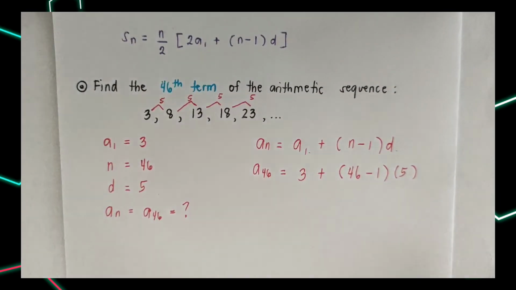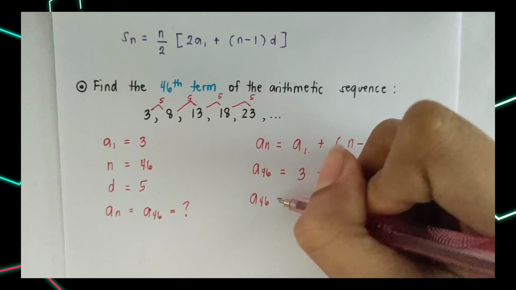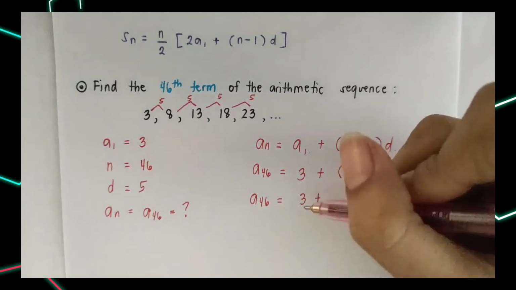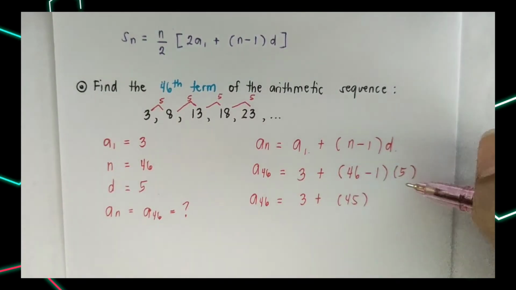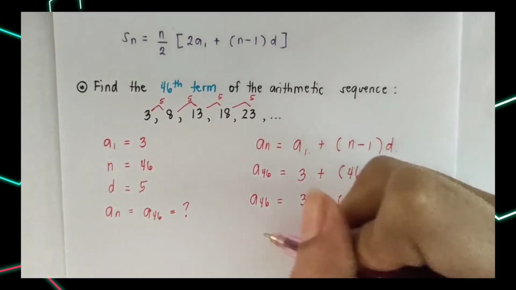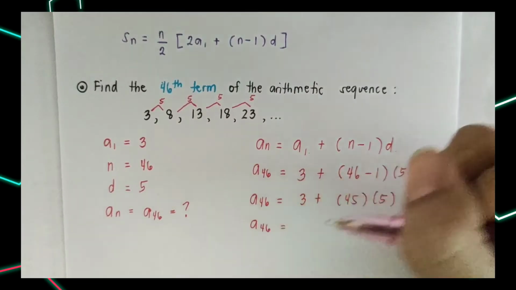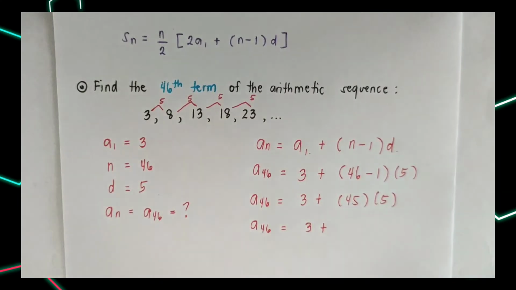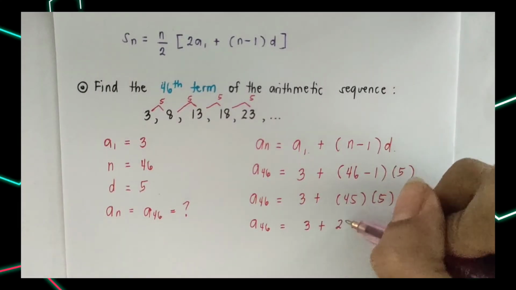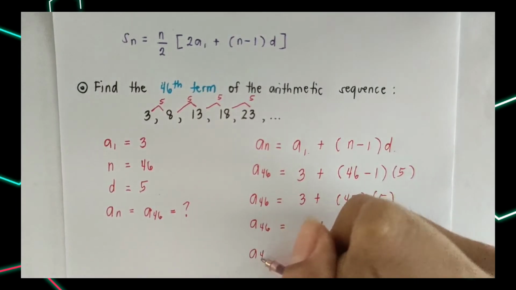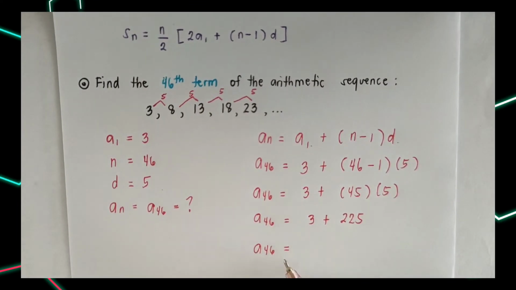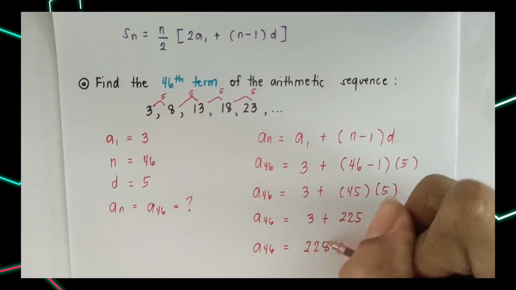Okay, let us now simplify. A46 is equal to 3 plus 46 minus 1 is 45, times 5. A sub 46 is equal to 3 plus 45 times 5, which is 225. Okay, let us simplify. 3 plus 225. The 46th term in the given arithmetic sequence is 228.